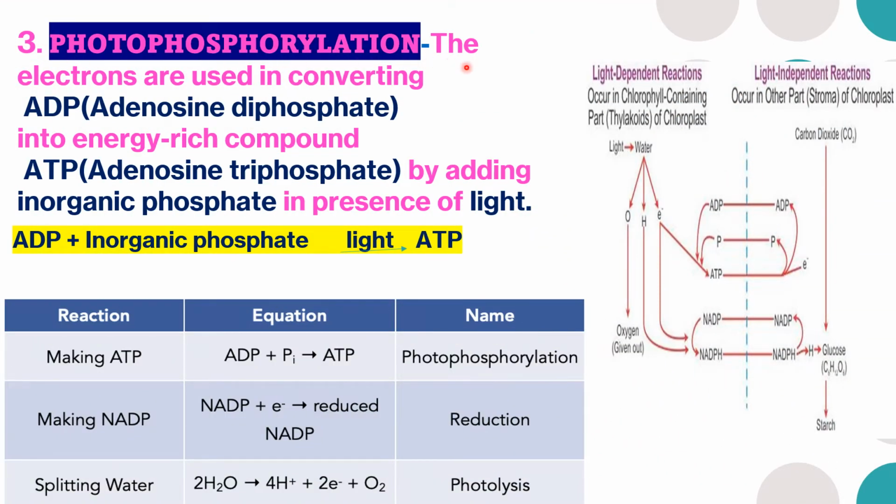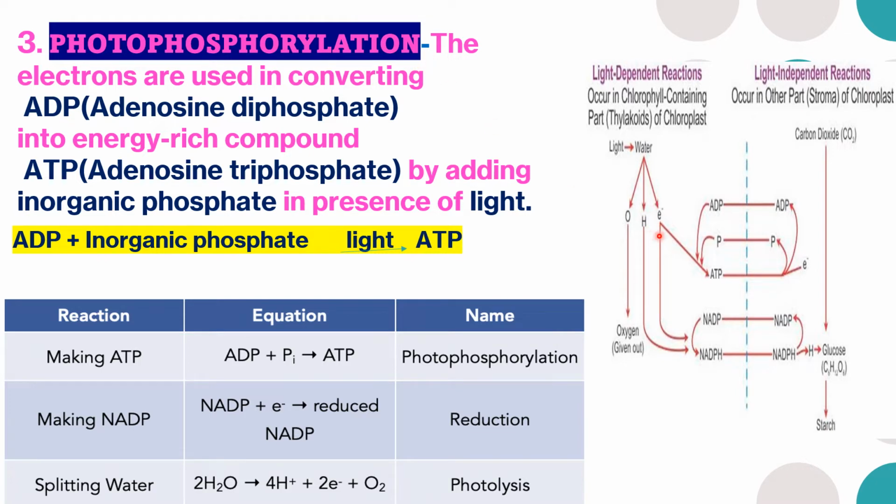The next point you have to remember is the electrons are used in converting ADP, that is adenosine diphosphate, into energy-rich compound ATP, that is adenosine triphosphate, by adding inorganic phosphate in presence of light. That is known as photophosphorylation.